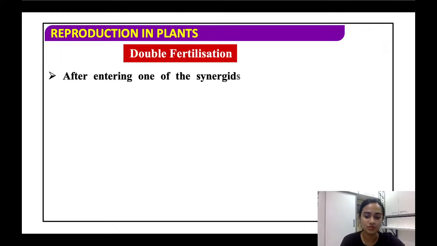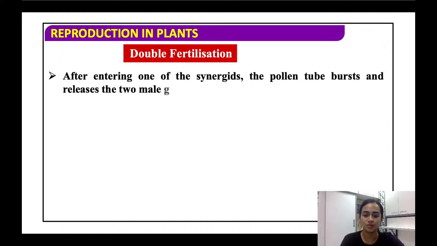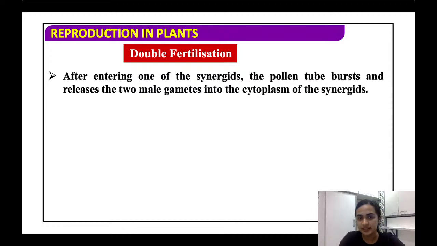Now coming to the last and very important topic from the CBSE board exam point of view as well as the NEET point of view. Double fertilization.